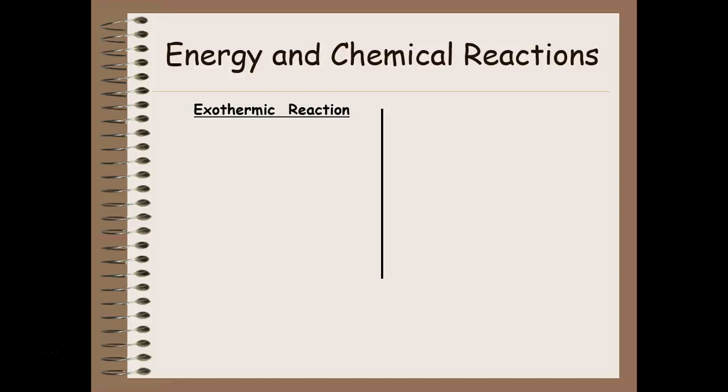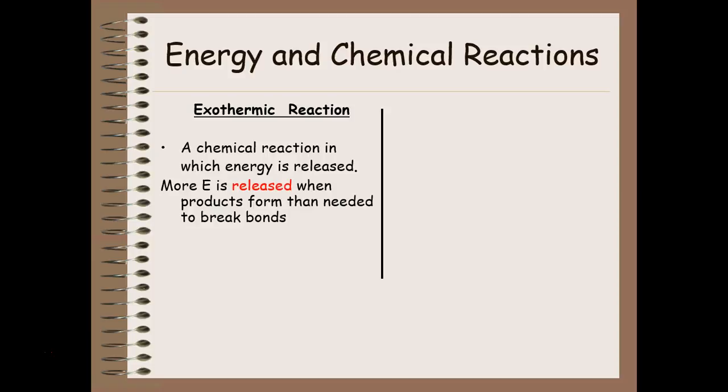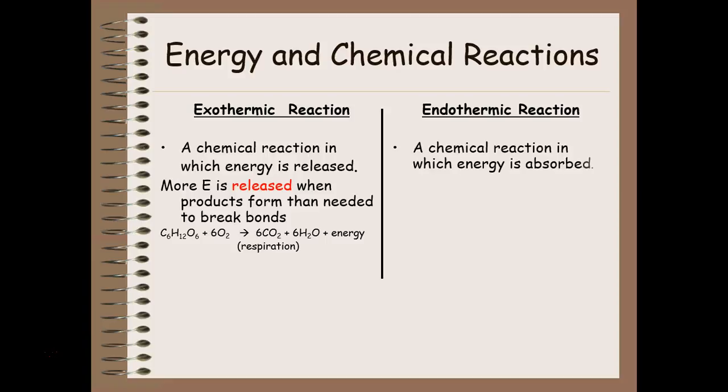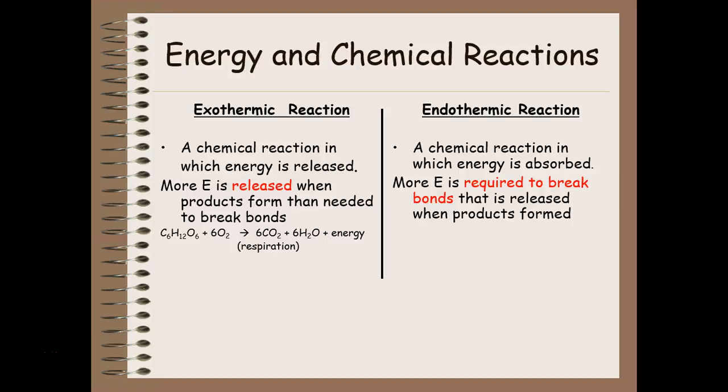There are two terms that we use to describe the energy related to chemical reactions. You can have an exothermic reaction or an endothermic reaction. Exothermic reactions are when energy is being released. More energy is released when products form than the energy that's needed to break the bonds. For example, respiration, which we saw earlier. Or you can have an endothermic reaction. This is a chemical reaction in which energy is absorbed. More energy is required to break bonds than is released when products are formed. For example, the opposite of respiration, which is photosynthesis.